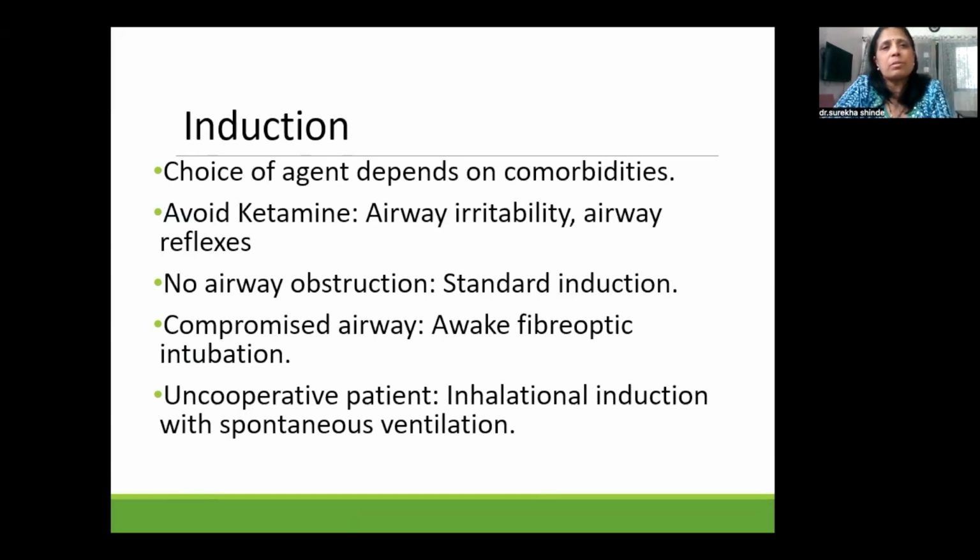Coming to induction, like usual, the choice of agent depends upon comorbidity, but there is a caution. We have to use everything else but ketamine, because ketamine has the disadvantage of keeping airway reflexes intact, which is not desirable, especially in laser surgeries. If there is no obstruction, we can have our standard induction. If the airway is compromised, of course, awake fiber optic can be a better choice. If the patient is uncooperative, we can have an inhalation technique with sevoflurane and spontaneous ventilation.